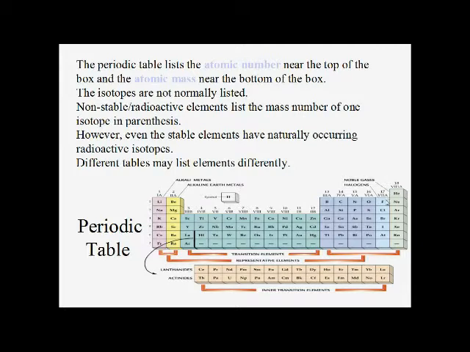Column 17 or 7A are the halogens. These are very reactive nonmetals. We tend to use chlorine for disinfecting drinking water or swimming pools. Bromine has been used for disinfecting swimming pools. Iodine has been used for disinfecting drinking water, and that's because they're very reactive. They'll react with almost anything, and in the process, when they react with proteins, they denature the proteins and they kill the bacteria that holds those proteins.